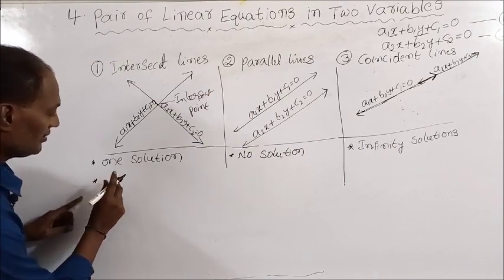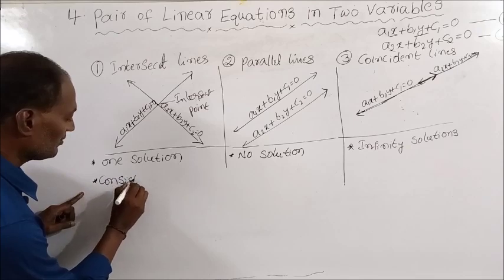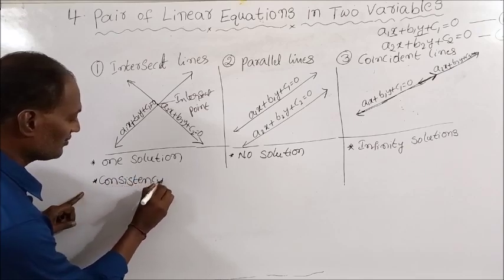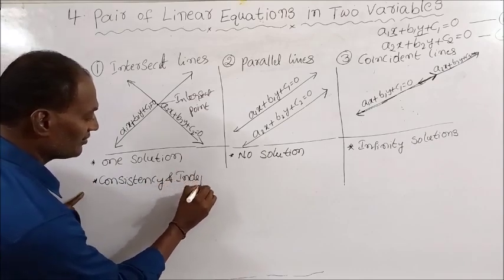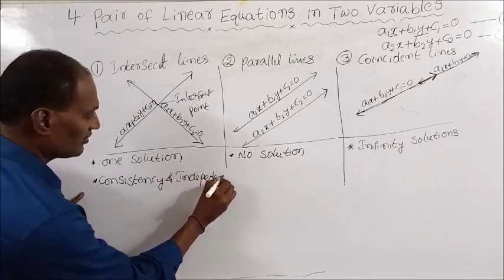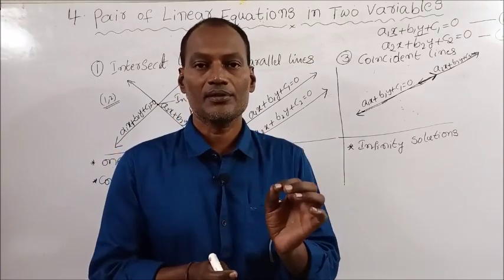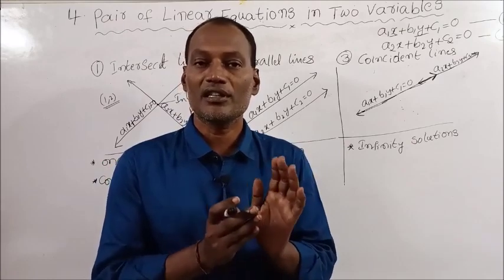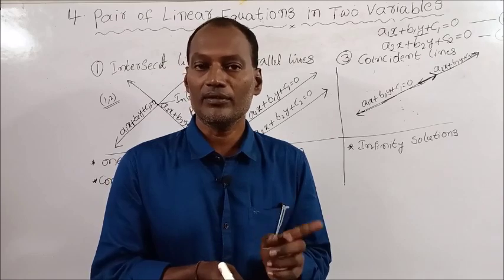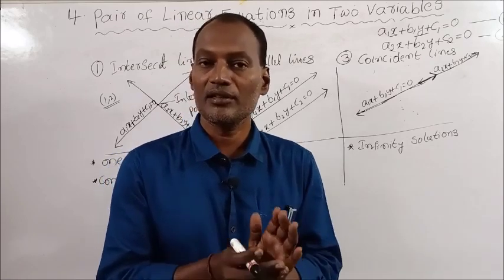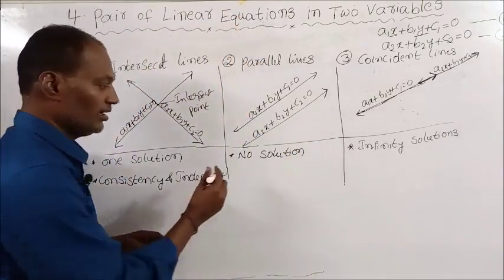The second thing is consistency. Consistency and independent. Consistency means a set of values satisfies the linear equations. In the linear equation, a set of values should satisfy. That is the consistency.